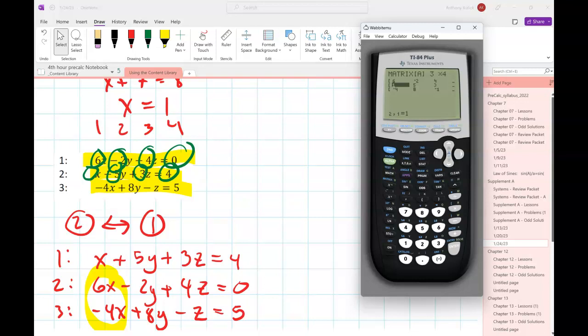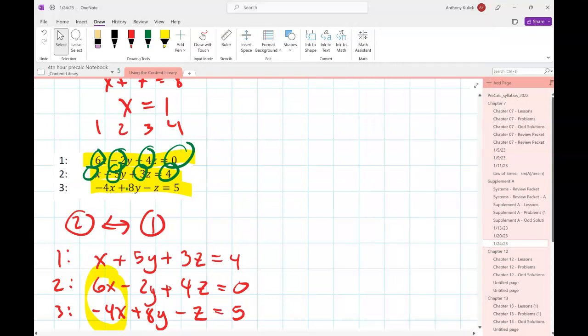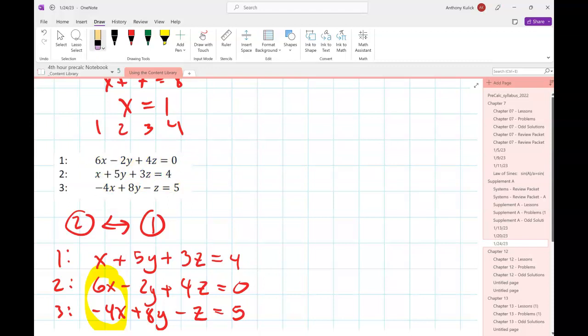Pretty easy to enter that into your calculator. Not a big deal. Just plug in the coefficients, basically. What if you're short a variable? What if this last row was like -4x minus z equals 5? You'd put a 0 in the y spot. Exactly right. Yeah, perfect. You guys got it.